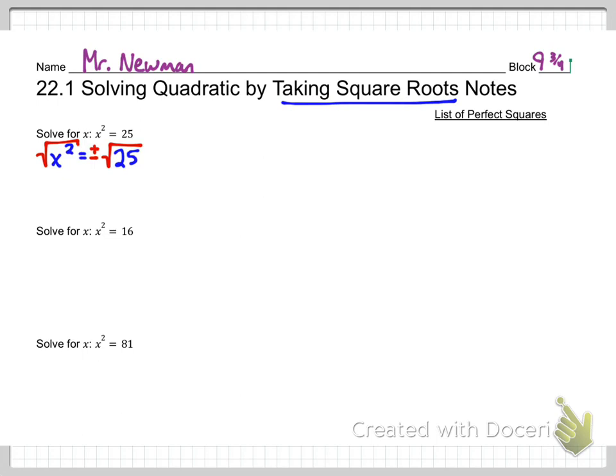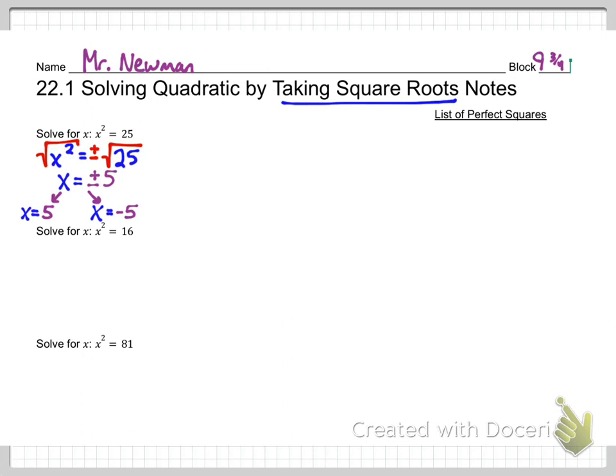The reason we have to do that is because anytime you take a square root, you actually need to identify both solutions. Let me show you what I mean. Well, first of all, the square root of 25 is 5. And we want to write that as plus or minus 5. Now, what that means is we have two different correct answers, two different values that x could be. X could be 5, positive 5, or x could be negative 5. That's what the plus or minus means.